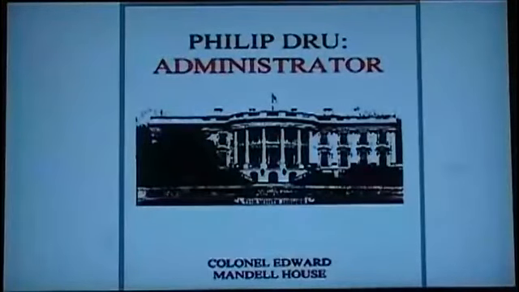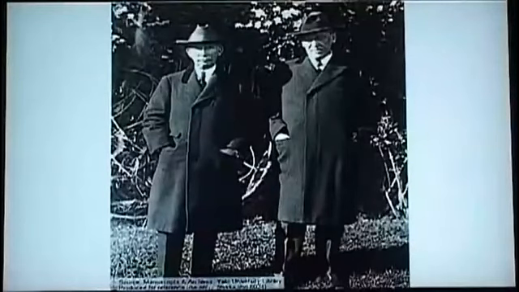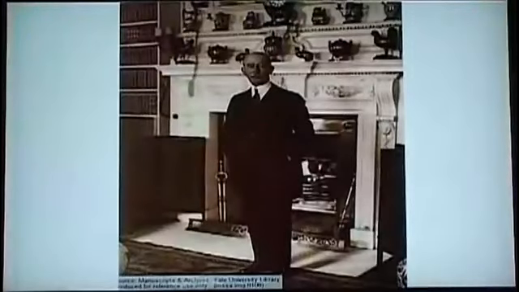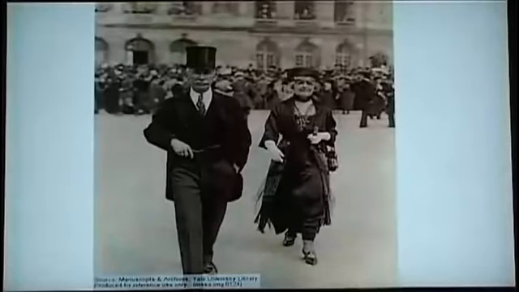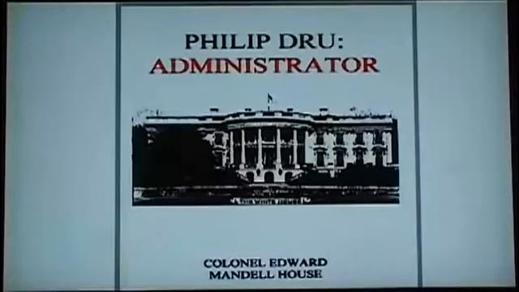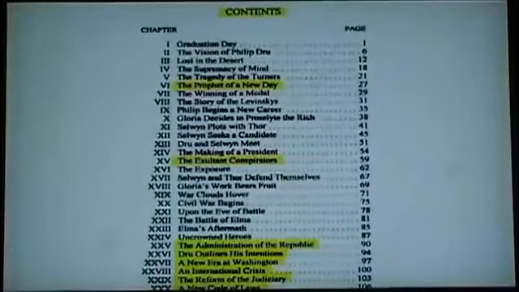Now here is the book Philip Dru that we talked about a few moments ago. There was a book put out in the early 1900s called Philip Dru, Administrator. It was written by, here is the President of the United States, and next to him is a man named Colonel William Mandell House, a very wealthy banker in Europe, but a very close friend to the President of the United States back then. He wrote a book called Philip Dru, Administrator. And in this book, he talked about the whole takeover of the United States and how the international banking cartels were going to do this.